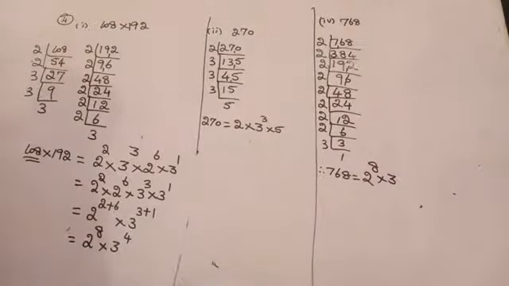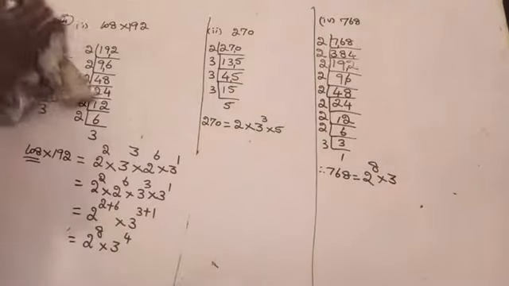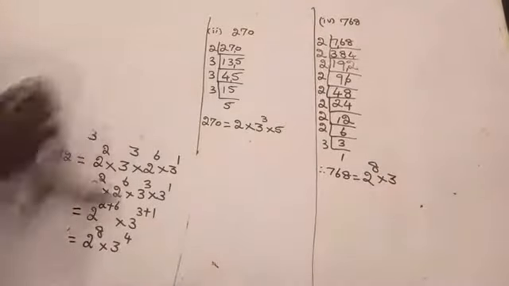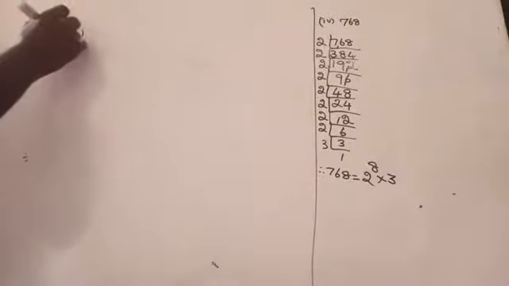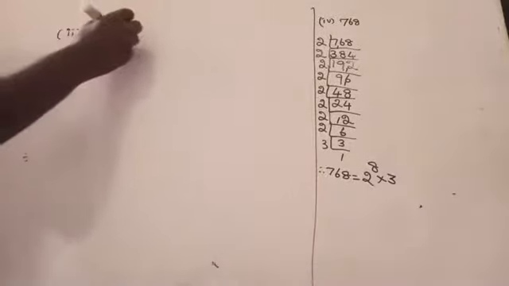Now, come to the third part, 729 into 64. Now do the prime factorization of 729.